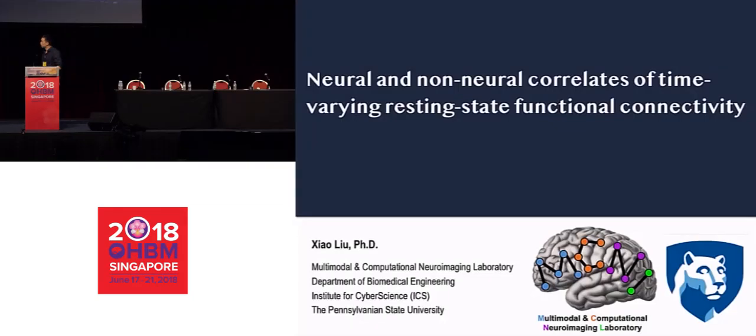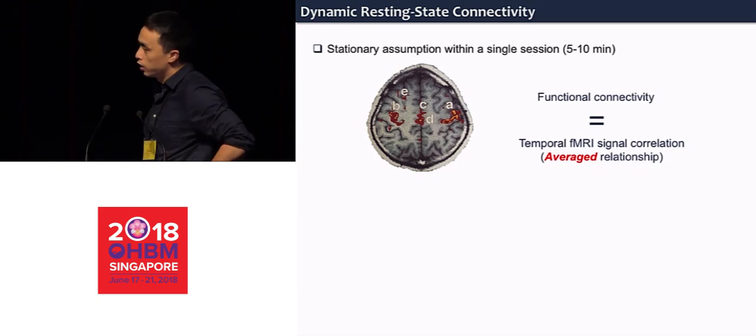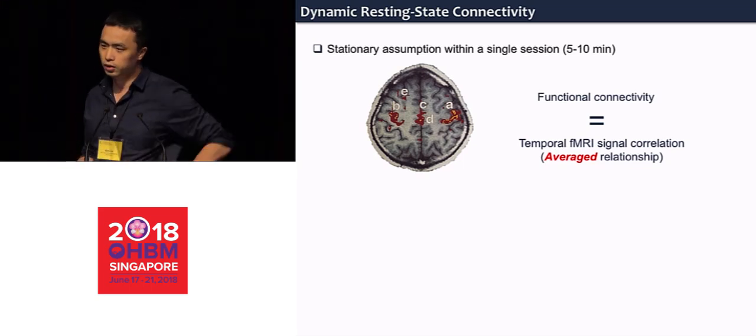I'm going to talk about something very different from Martin's and my previous talk. I'm going to talk about the neural and non-neural correlates of time-varying resting-state functional connectivity. Here is a very short introduction.